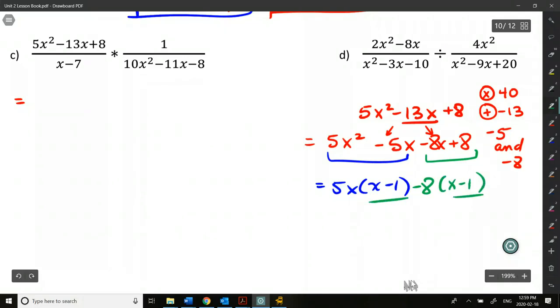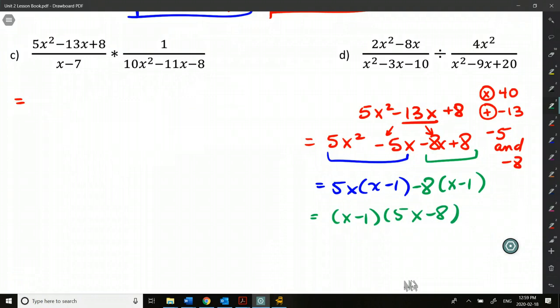This is what we want. We want those brackets to be the same. So we get x minus 1 and 5x minus 8. Okay, and that's factored. This is probably the longest way that you can factor a trinomial like this, but it kind of grounds the idea of why it works the best.